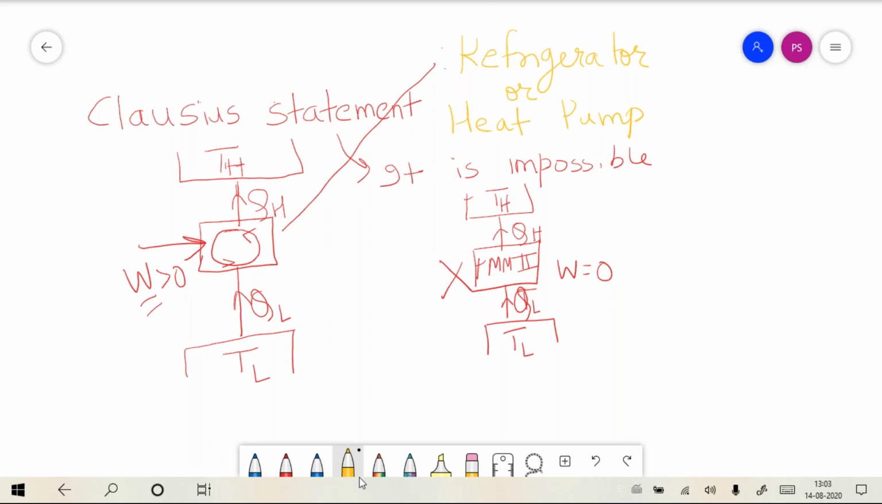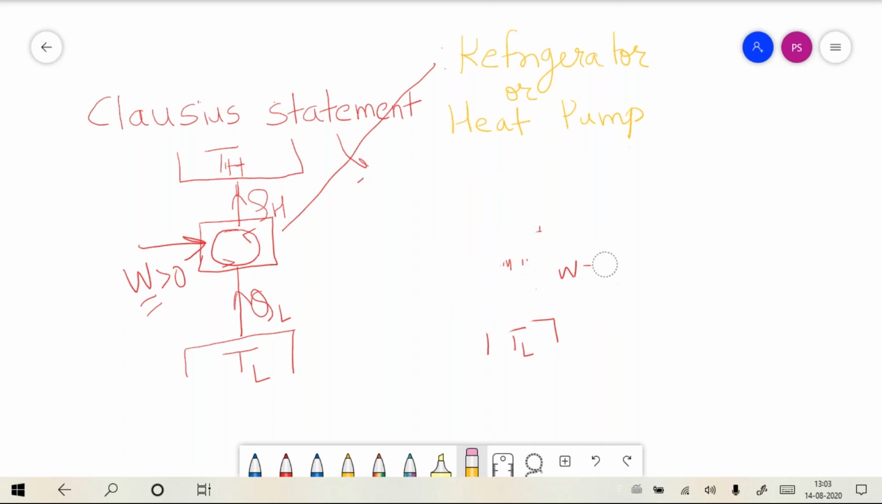Now what is the difference between these two then? Let me first erase this. So first let us talk about a refrigerator, and then we will talk about a heat pump, and then we'll talk about the comparison between the two.